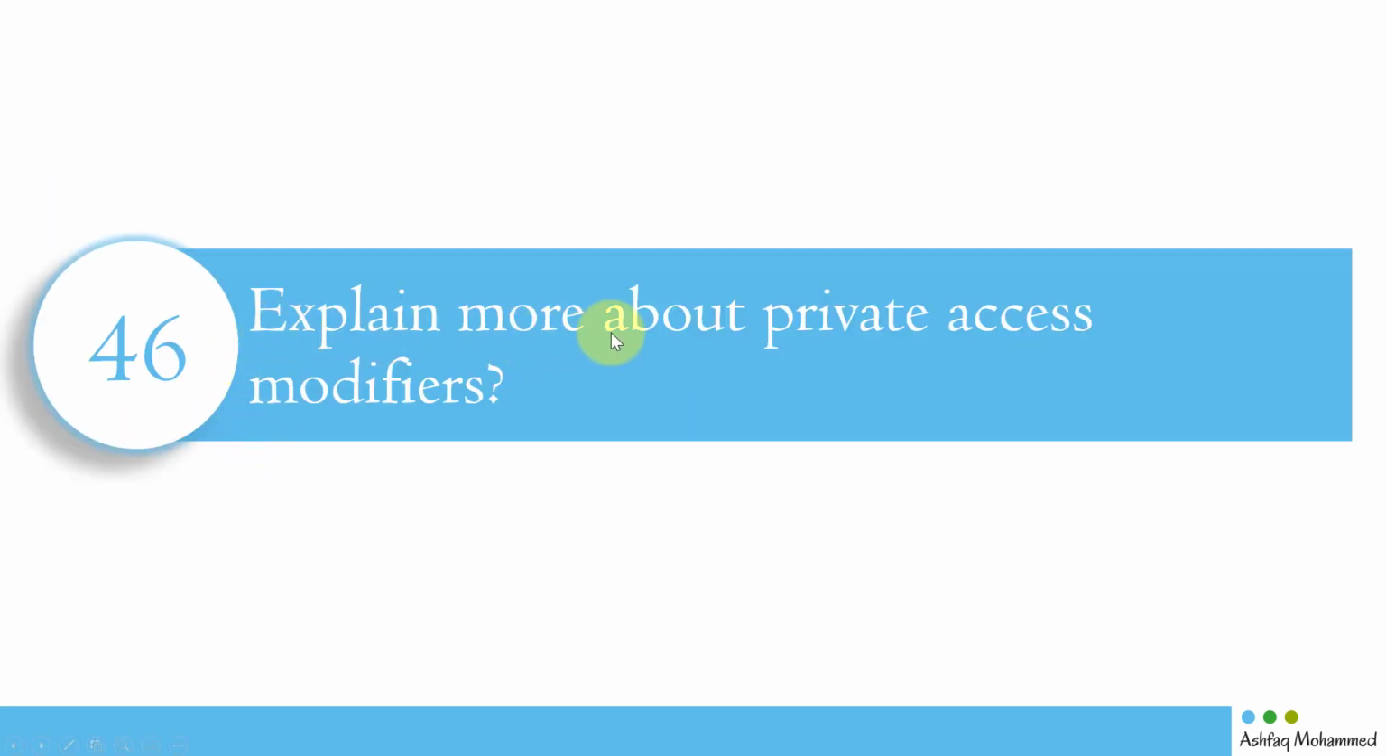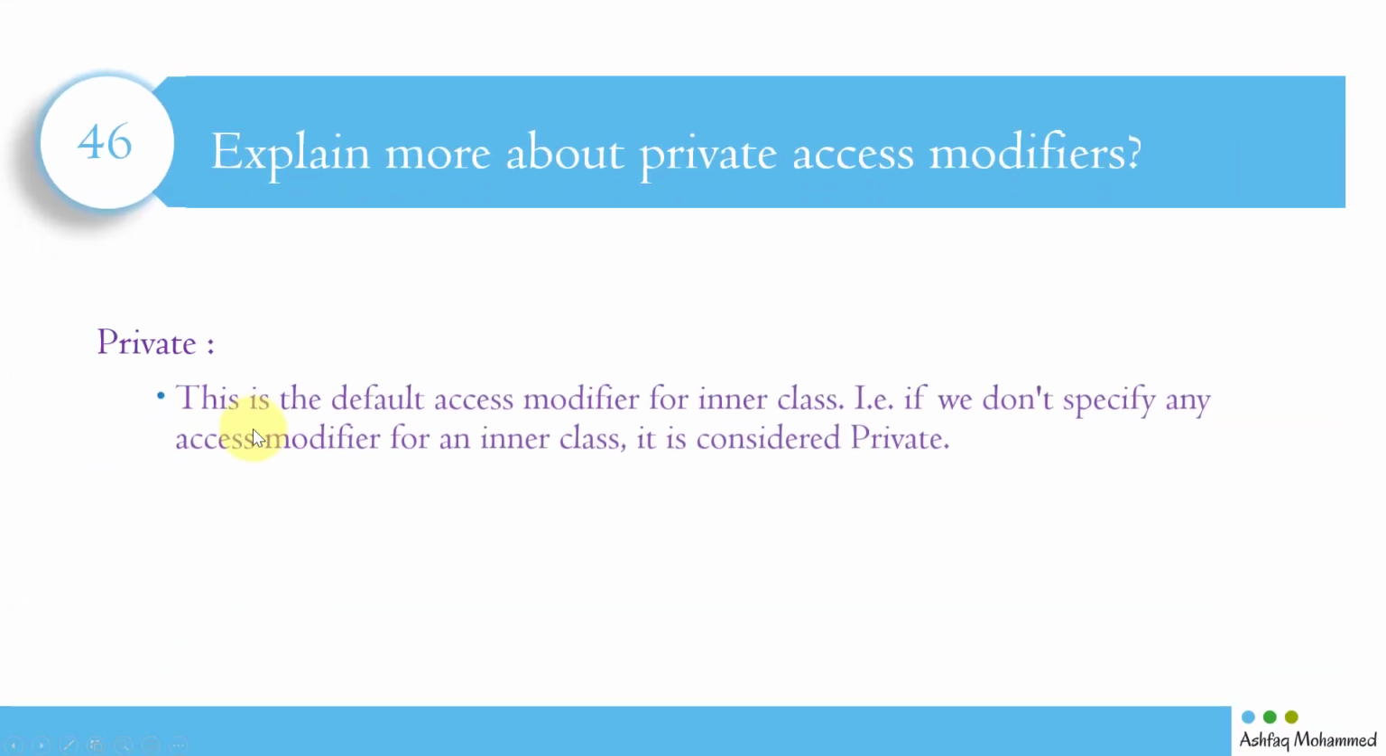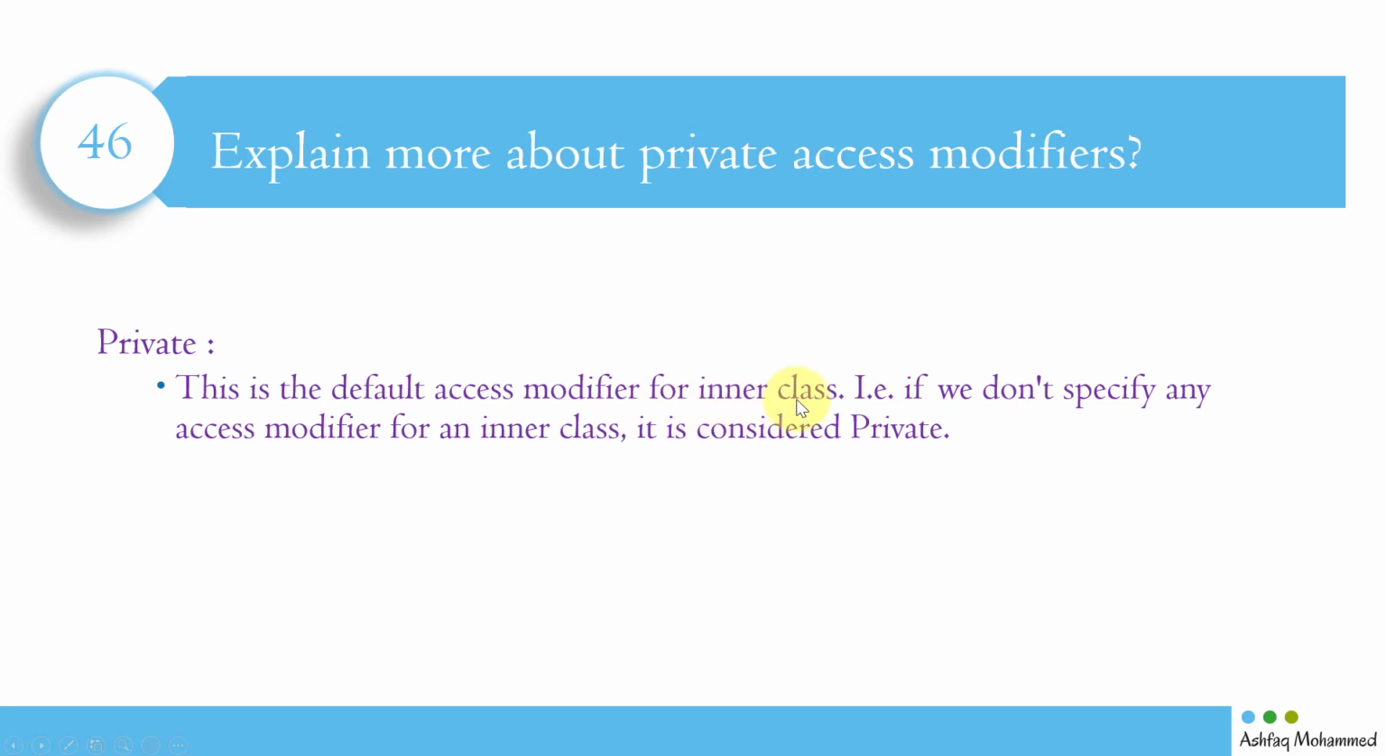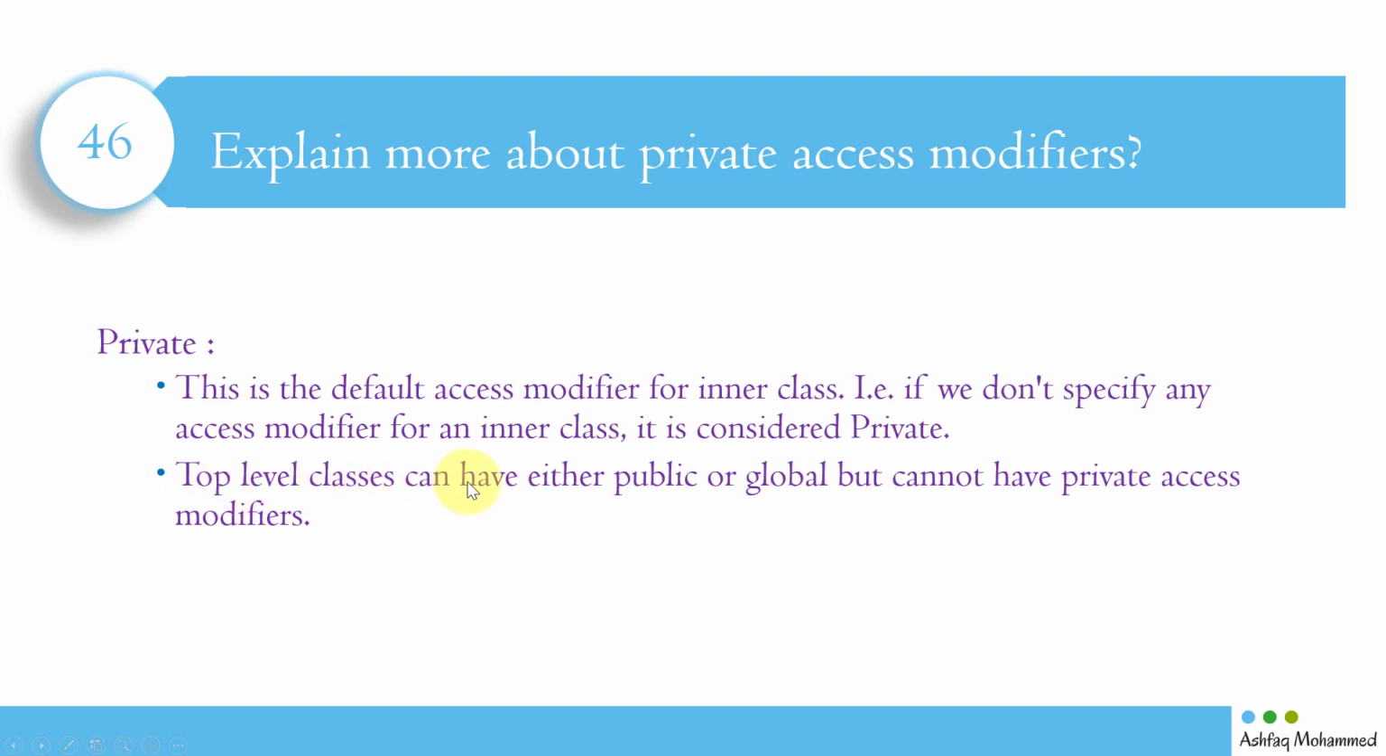Next question is, explain more about private access modifier. Okay. So private is the default access modifier for an inner class. If you don't declare anything before the class, it will automatically become private. That is, if you don't specify any access modifier for an inner class, it is considered private. So top level classes can have either public or global, but cannot have private access modifiers. Top level class means the main class or the first class where I'm writing cannot be private. It should be public or global.